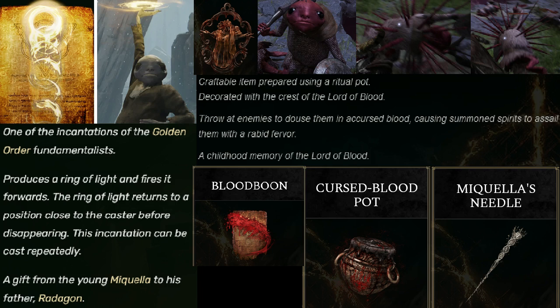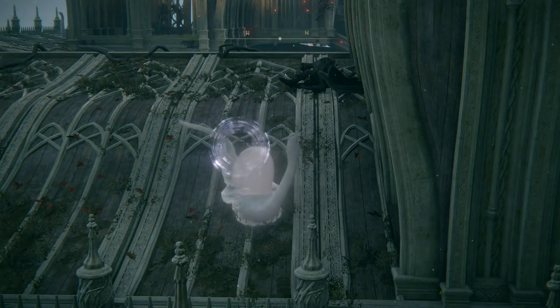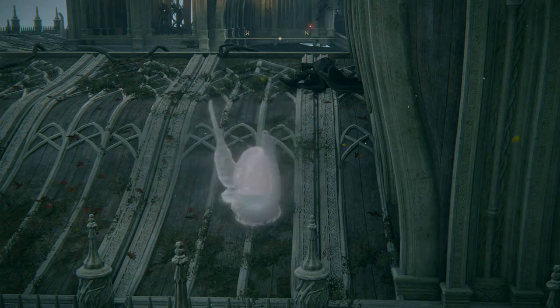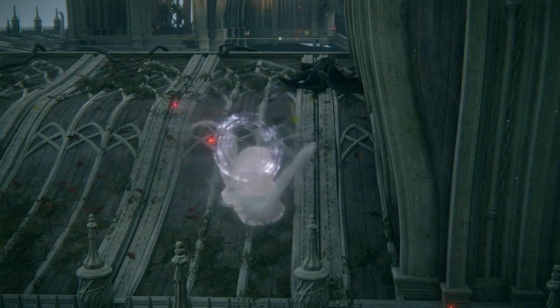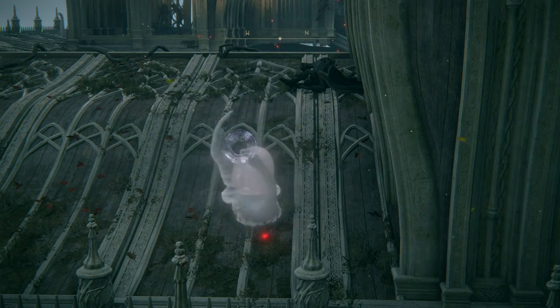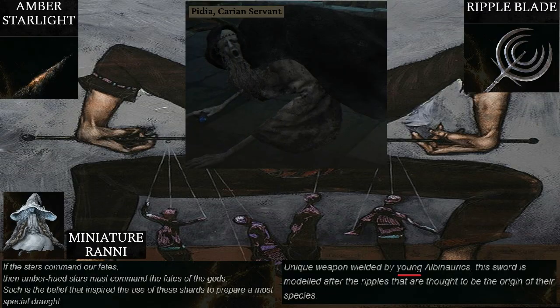Some second-gen Albinaurics even have the ability to summon giant skeletons, somewhat like a spirit caller snail. Spirit caller snails have a spiral design on their shell, as well as being found in the Haligtree. The spirit callers are weak creatures, but they can use the power of those that are strong to protect them and to fight for them, just as Miquella used Malenia to act as his blade. The origin of the Albinaurics is visually depicted by the ripple blade, which is wielded by young Albinaurics, like young Miquella. The ripple blade is purchased from Pidia.